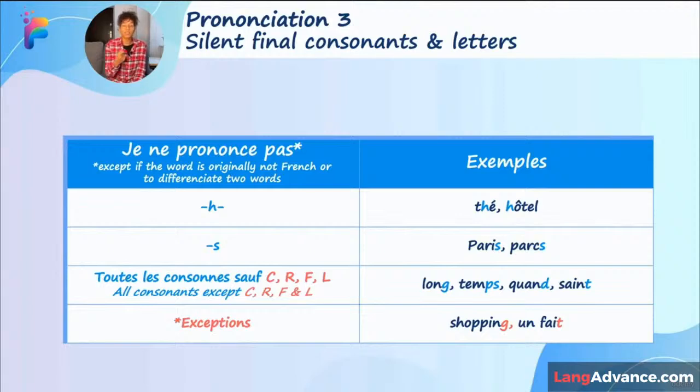So let's have a look at some examples. Long, temps, quand, saint. With all these words, we don't pronounce the final consonant. Now, there are some exceptions, especially when you have a word from a foreign origin. So if you have a look at shopping, we pronounce the G, le G, because it's from English, shopping. And sometimes you have a word that it's spelled the same way, but it has a different meaning. So we'll pronounce it differently.